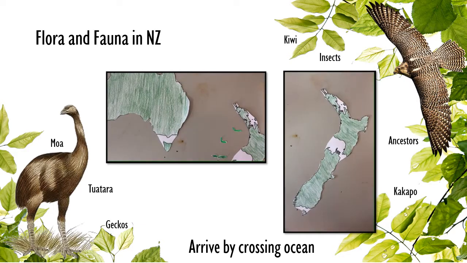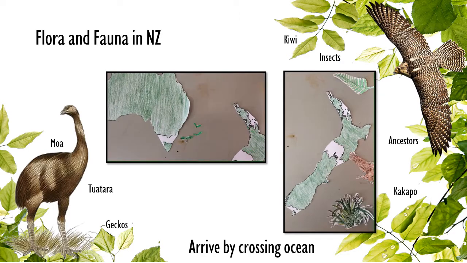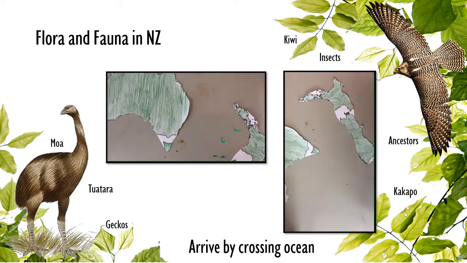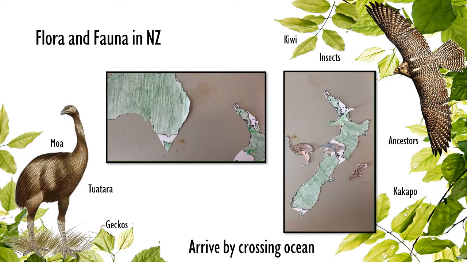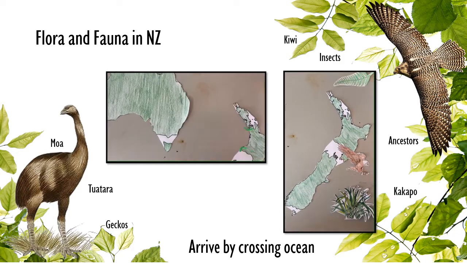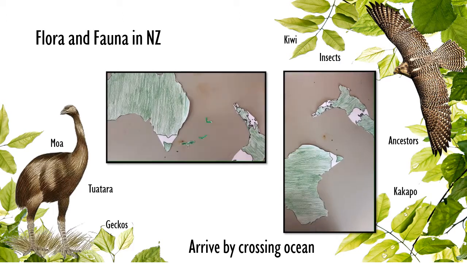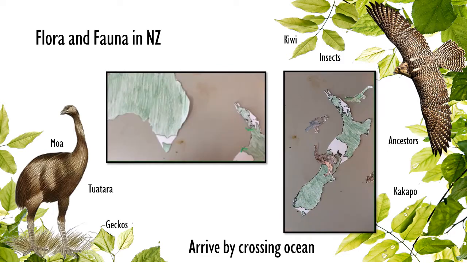However, it seems that most of the ancestors of many of New Zealand's plants and animals landed in New Zealand long after New Zealand had split from Gondwana. This is outstanding given the distance between New Zealand and the nearest landmass, Australia. It is thought that many common plant families did not evolve until long after New Zealand had split from Gondwana. They arrived by crossing the ocean.